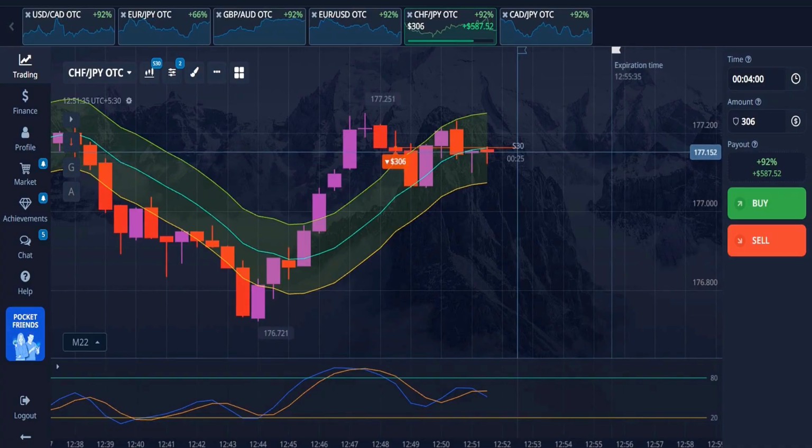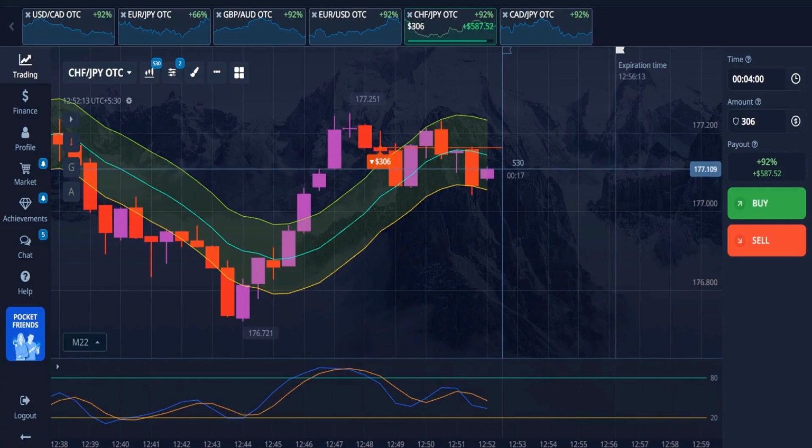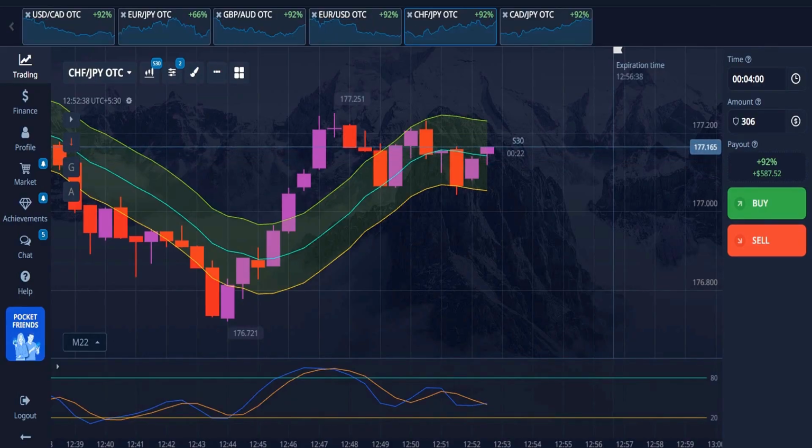With all conditions met, I entered a sell trade with 4-minute expiry. Let's wait and see how this trade plays out. And yes, we've won this trade too. This was a clean setup and the strategy worked just as expected.